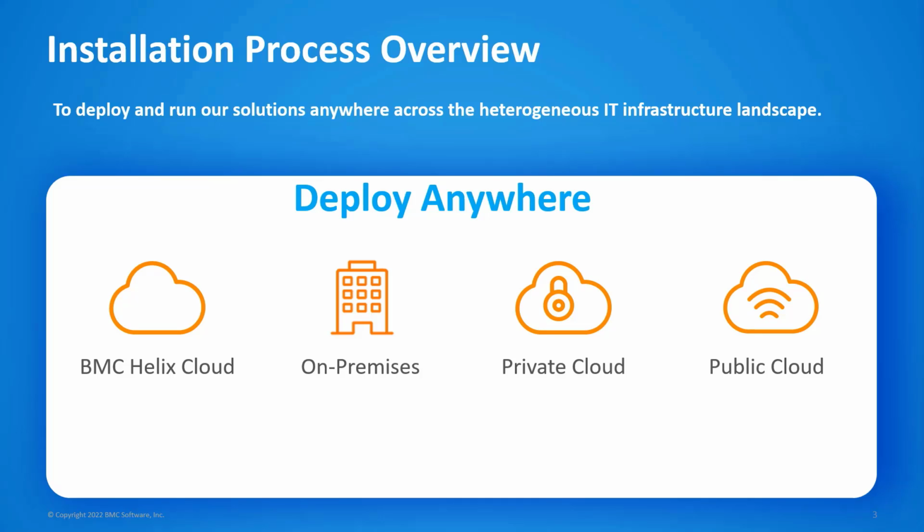So, from the BMC standpoint, you can deploy to any of the available cloud services. You can use BMC Helix Cloud, you can use BMC on-premises, you can use the private cloud, you can use any of the public clouds as well. The public cloud offerings are Google Kubernetes, Azure Kubernetes, and also Elastic Kubernetes, which is Amazon.